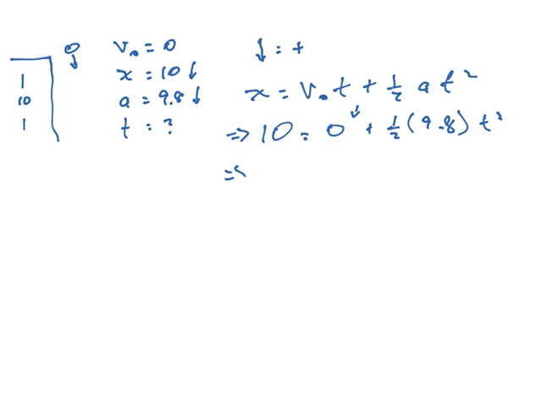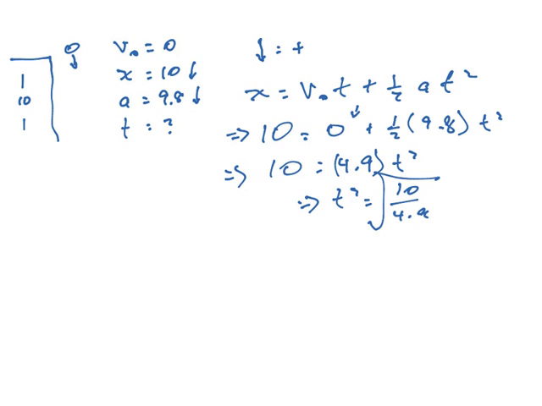All right, so now simplify things. 10 equals 1/2 of 9.8 is 4.9, t squared. Again, bring 4.9 to the other side. You get t squared is 10 over 4.9. Take the square root. You get t equals 1.43 again. Same answer.